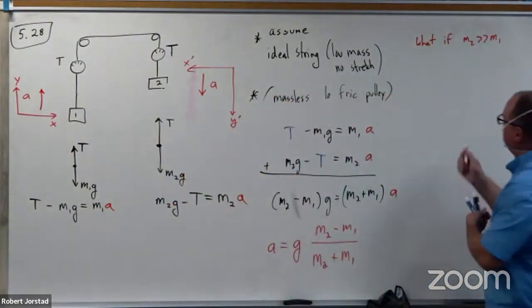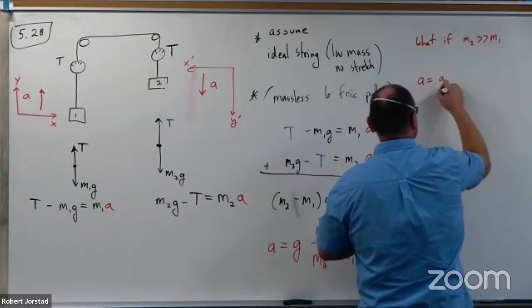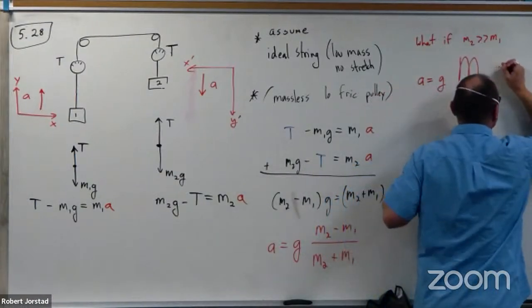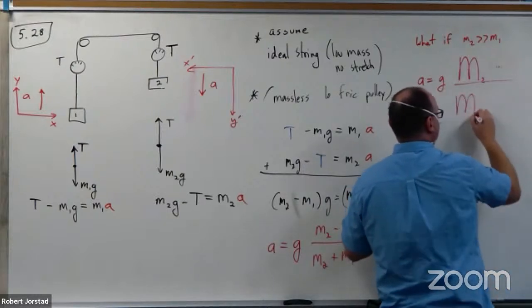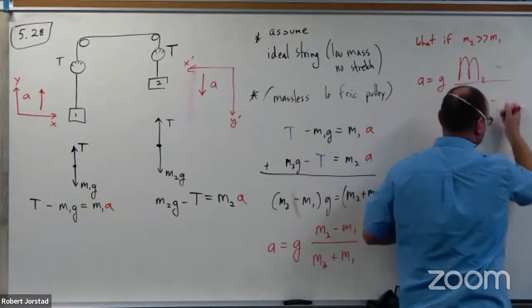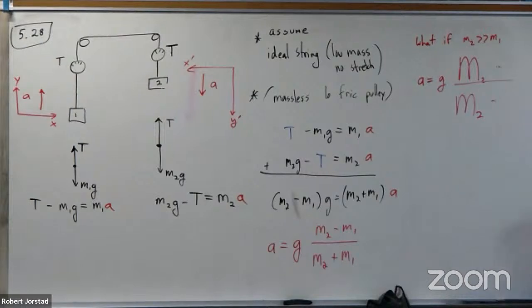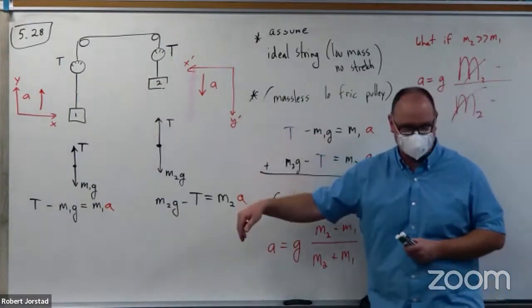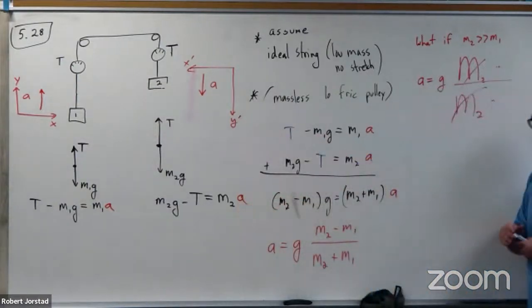Well, let's look at it. Do you agree if M1 is negligible, we get G? Do you agree that if M2 was negligible, we get negative G? It would accelerate the other way. So we've checked this in a huge number of ways.